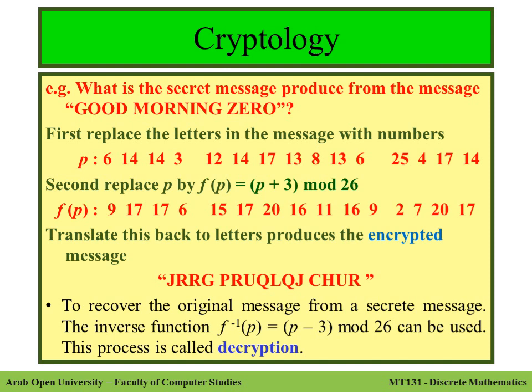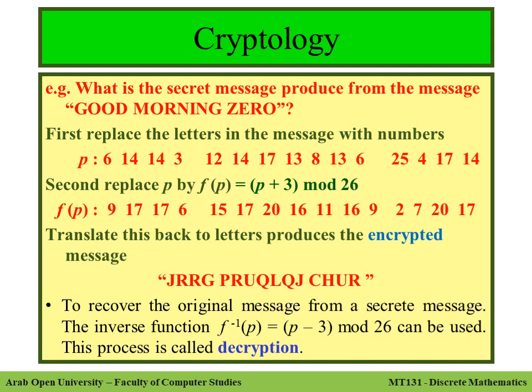This is your original message, and we want to apply the Caesar encryption. The first thing is, of course, to replace each letter by its number. As we said, the letters are numbered from 0 to 25, that is for A to Z. G is the letter number 6. O is repeated twice, is number 14. D is number 3. M is 12. O is 14. You do this to every letter, replace it by the corresponding number.